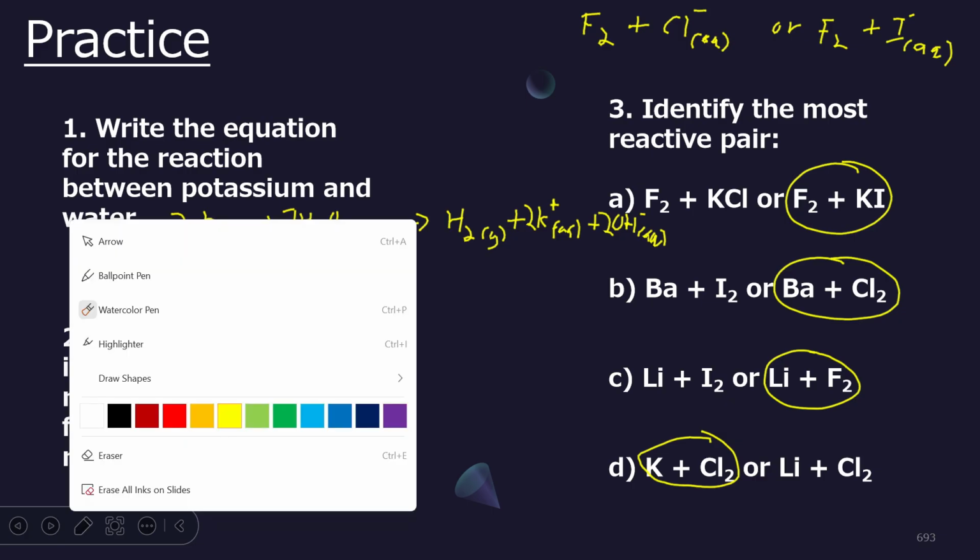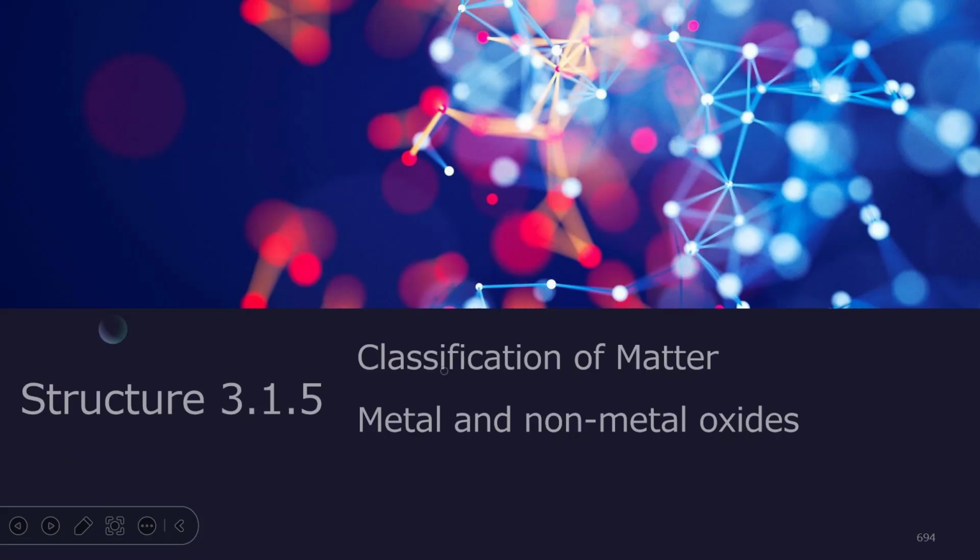Let's move on. All right, 3.1.5, metal and nonmetal oxides. So we're now going to look at when metals and nonmetals bind with oxygen. It's a very common case here on planet Earth. There's so much oxygen that many things end up being oxidized to their most stable states.